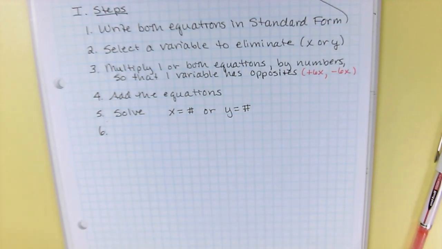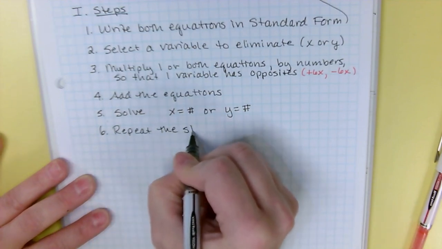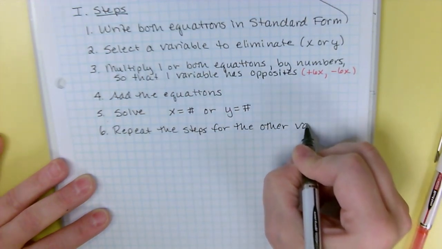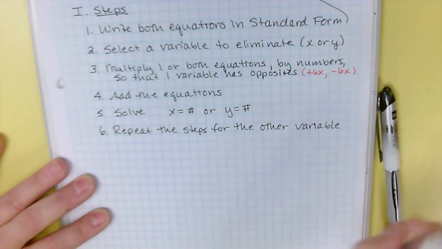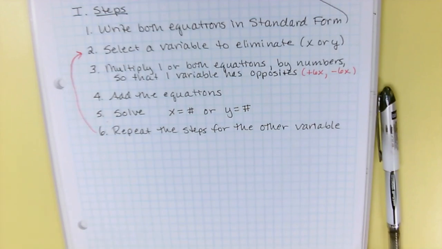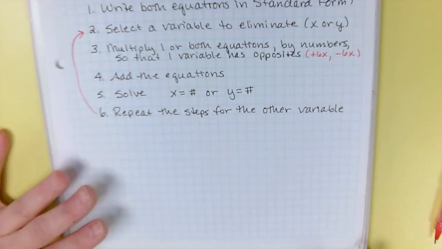All right, now that you've got one, you're going to repeat the steps for the other variable, that is. And the one nice thing about this is if your x or your y ends up being a fraction or a weird number, unlike substitution where you then have to use that and substitute it in, with this method, you don't have to use it. Once you get the answer, you're done. You set it aside and you work on the second answer. So it's really nice if your answers are fractional because it doesn't utilize that.